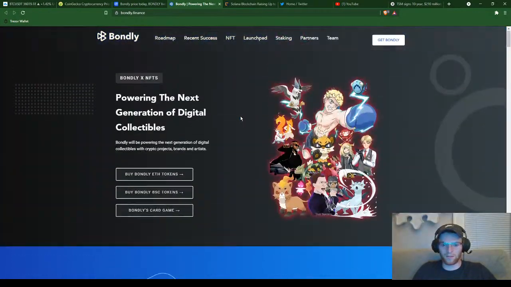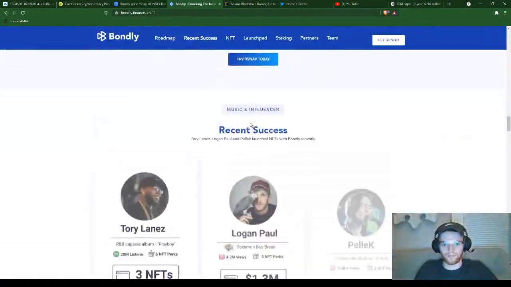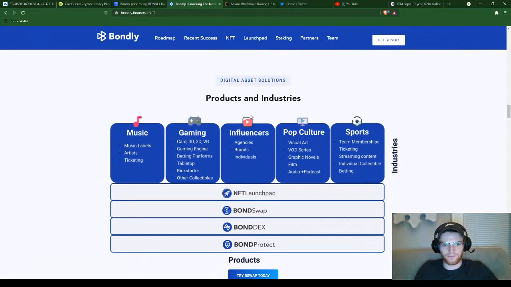Let's just look at Bondly's website real quick. So let's go to NFT. Look at the products and industries, digital asset solution. They're going to be doing music, music labels, artists, ticketing. So they're going to be having NFTs associated with these things. Say your favorite music artist could literally put an exclusive track on the blockchain and give it to only a set amount of people that would have access to that.